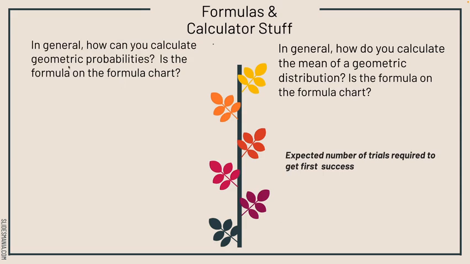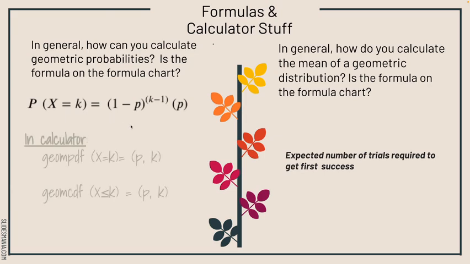Hey, in general, how can you calculate geometric probabilities? Is this formula on the chart? I just talked about that. Here is exactly how it's written. Actually, it says x instead, but x and k are interchangeable there. So that is our formula.